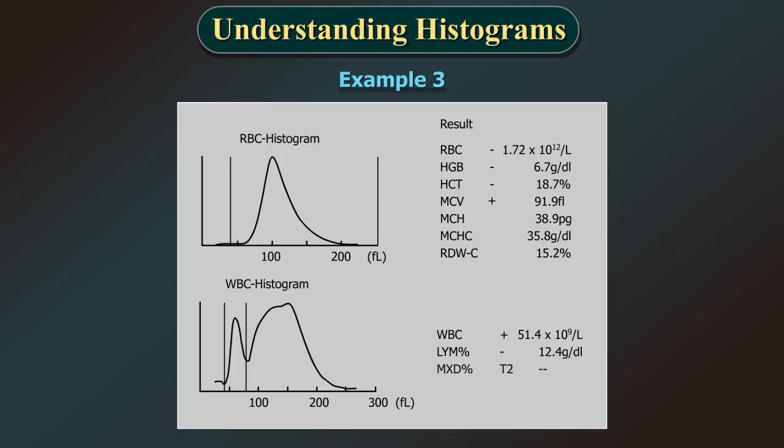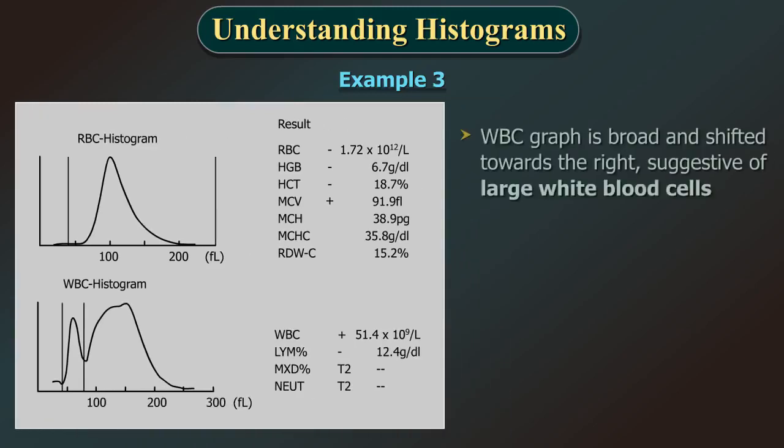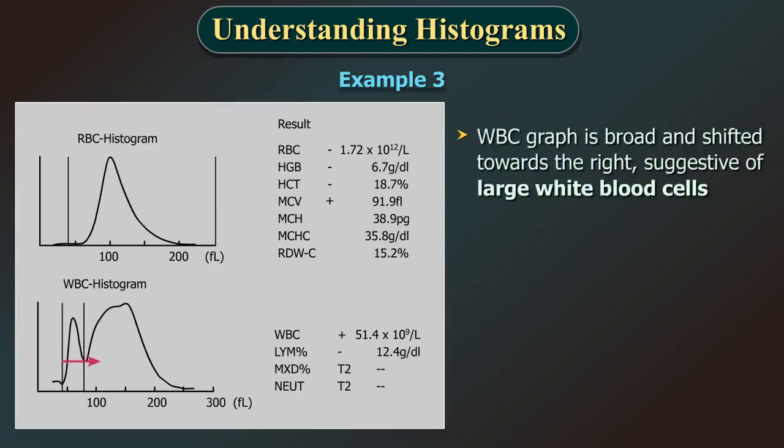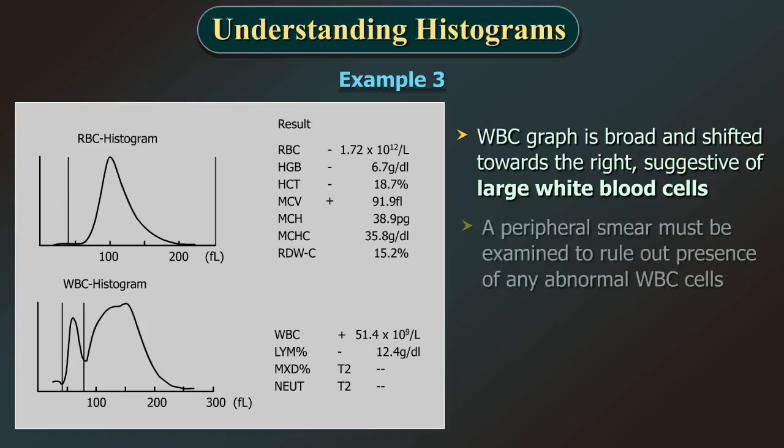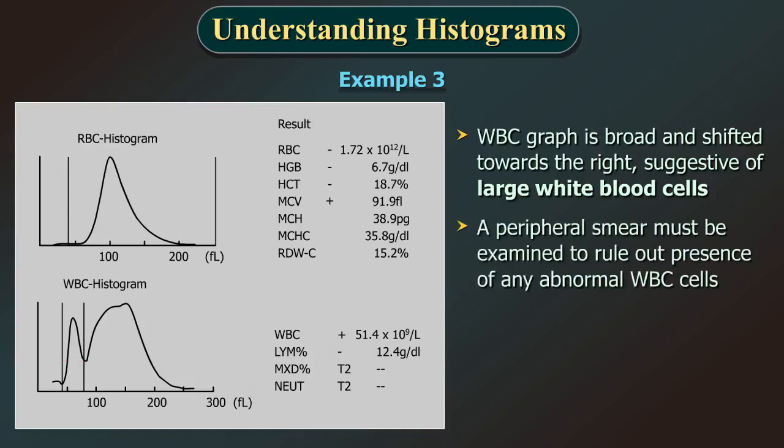The mixed cell population is T2 and neutrophils is also T2. The numerical values on the histogram shows an increased WBC count, which is indicated by plus sign and means leukocytosis. It also shows flagging of T2, which means inability to differentiate between mixed and large white blood cells. The WBC graph is broad and shifted towards the right, which is suggestive of large white blood cells. A peripheral smear must be examined to rule out the presence of any abnormal WBC cells.